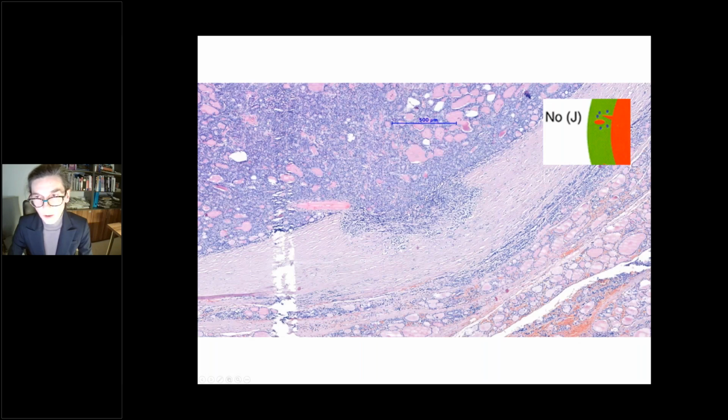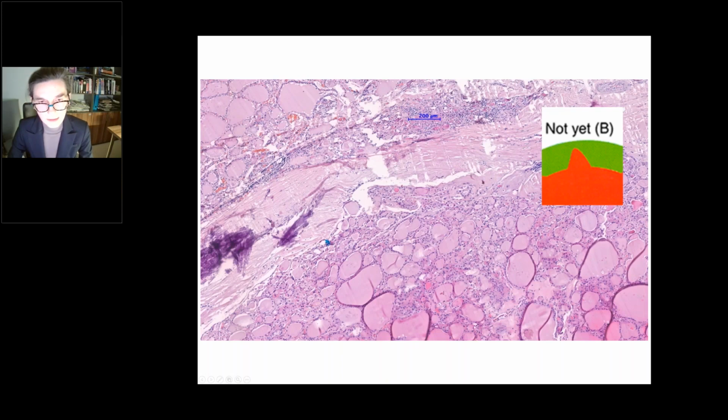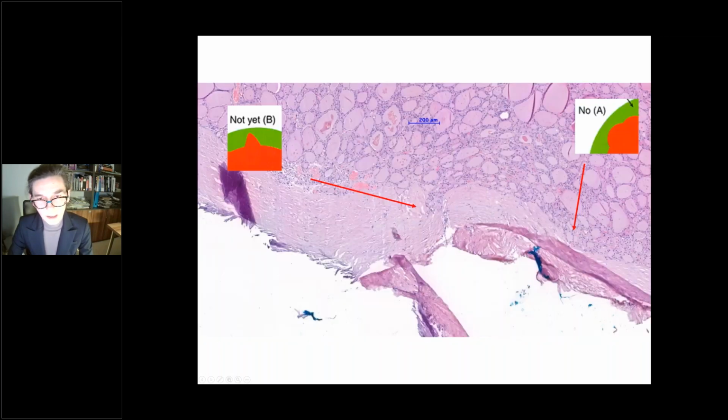Another example of equivocal invasion is a thick fibrous capsule, and this is a well-circumscribed tumor with a calcified capsule, and we have invasion as well, but it's not full invasion by tumor, only by capsule, only partial invasion. So we have equivocal capsular invasion. It does not fulfill criteria for invasion of the capsule, so it is again equivocal capsular invasion.